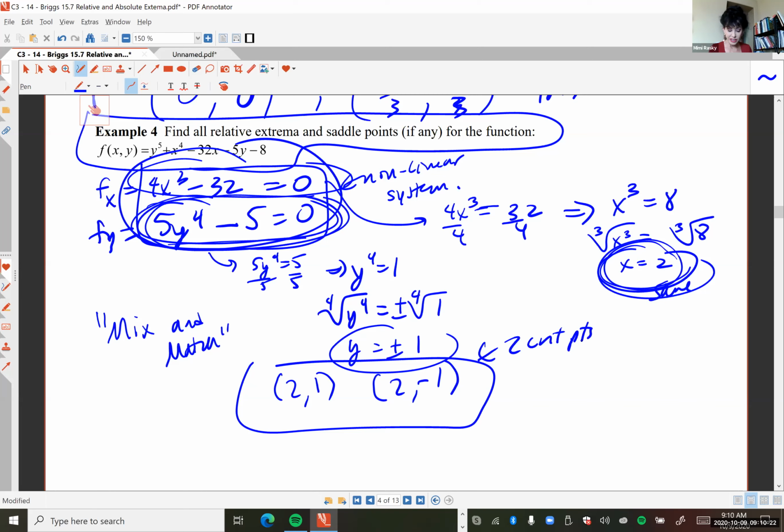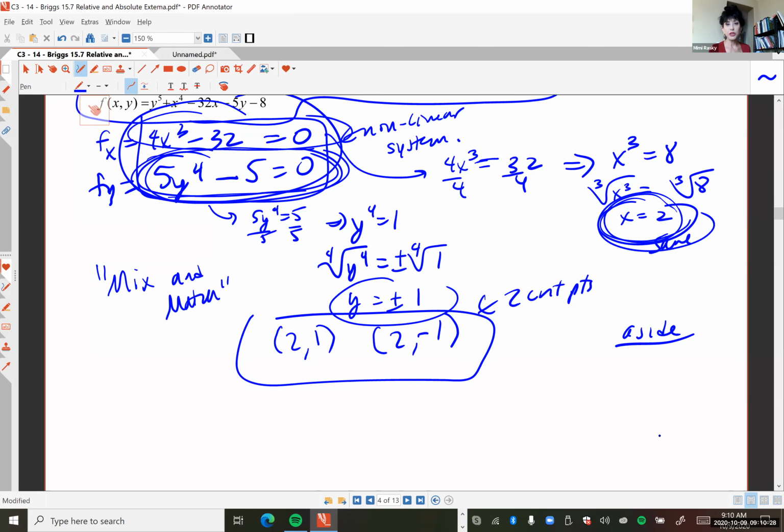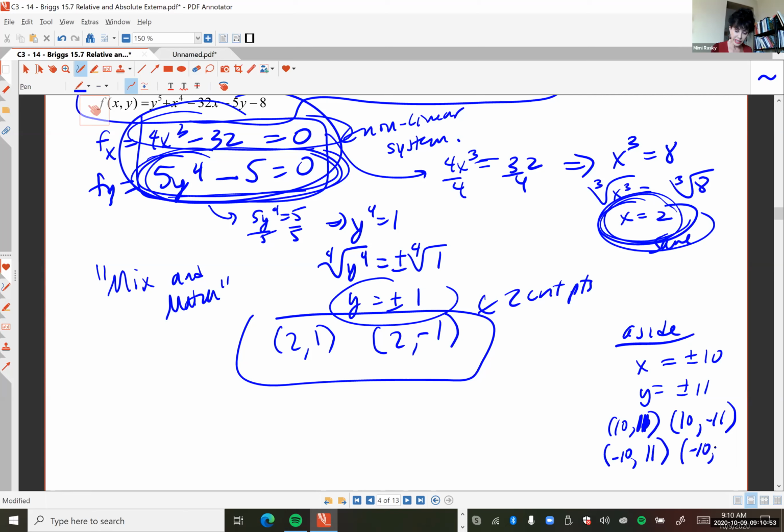Now, just a little aside, because I do give you harder problems, what if you got two possibilities for x? Let's just say, I'll just make something up, x could be plus or minus 10, and then y could also be plus or minus 11. Then you have to do all the possible permutations. So you'd have 10, positive 11, and 10, negative 11 would be a critical point, and then you'd have -10, positive 11 and -10, negative 11, and then you'd have 4 critical points, and then you'd have to do the D test 4 times. Is that clear what I mean by this idea of mixing and matching?